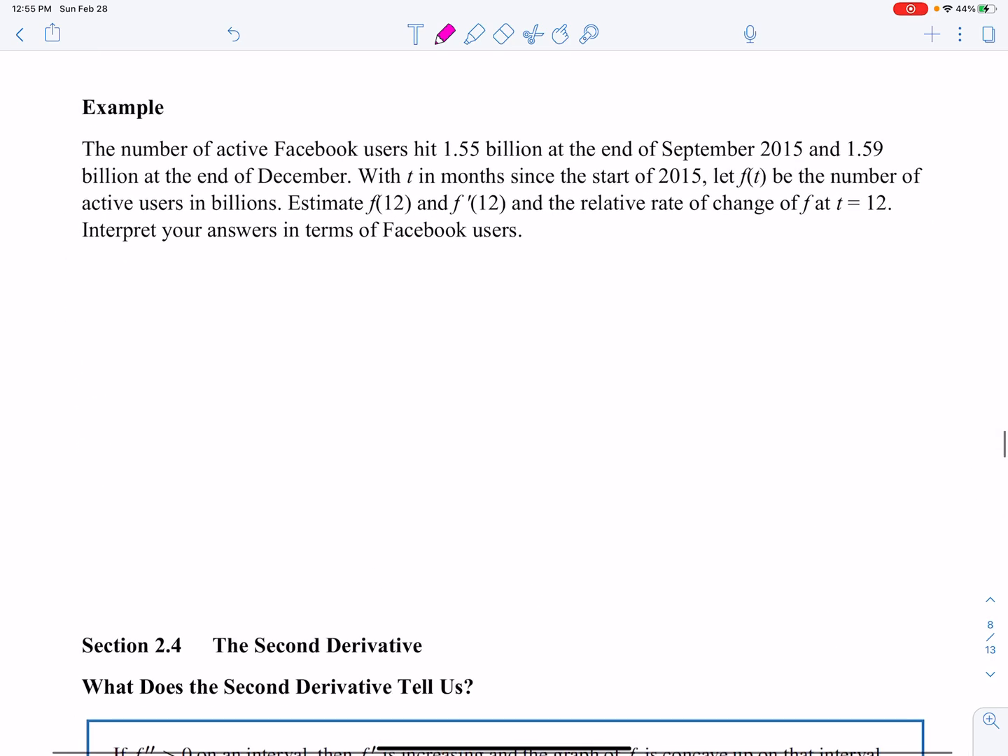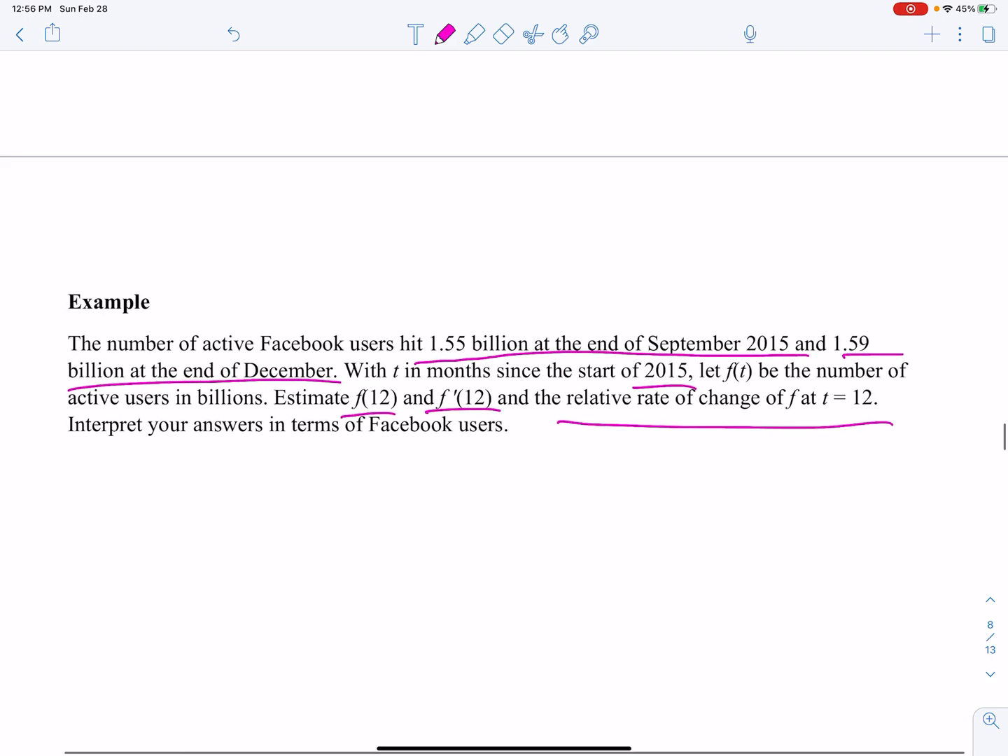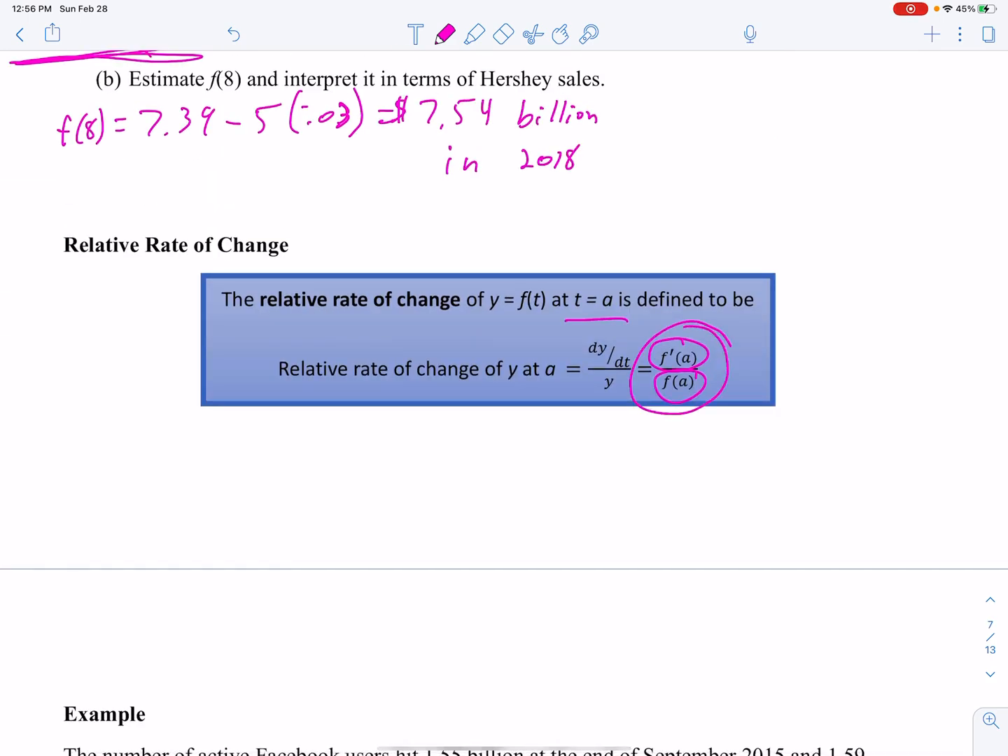The number of active Facebook users hit 1.55 billion at the end of September 2015, so we can see there's a data point there, and 1.59 billion at the end of December, with t in months since the start of 2015. In other words, January is 1, February is 2, December is 12, etc. Let f of t be the number of active users in billions. Estimate f of 12 and f prime of 12 and the relative rate of change of f at 12. We're going to use this formula here at the end.